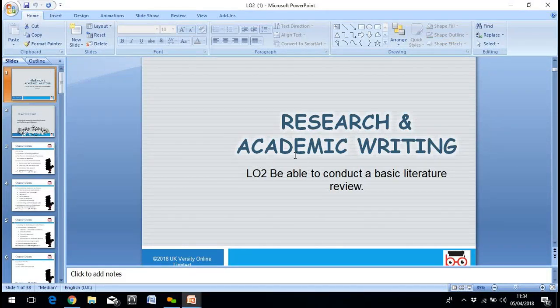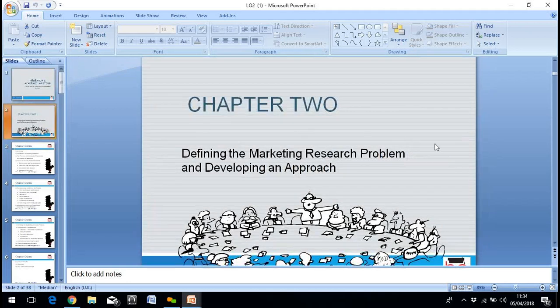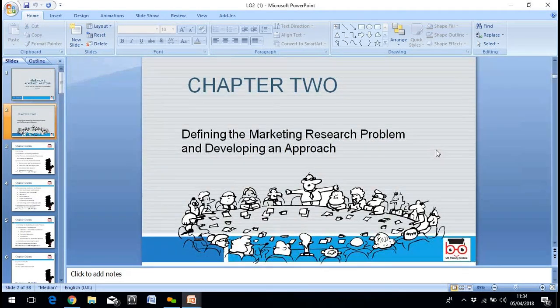So I'm going to look at a little bit of the LO2 one. This is about academic research and writing, and how to conduct a literature review. This is important because people get mixed up with the review and the question. So this, I hope, will clarify some of that. Defining, it doesn't have to be marketing. This is just an example. Marketing, forget that. It can be defining a research problem and developing an approach. This PowerPoint just uses marketing as an example, but it applies to the way you attack the problem.